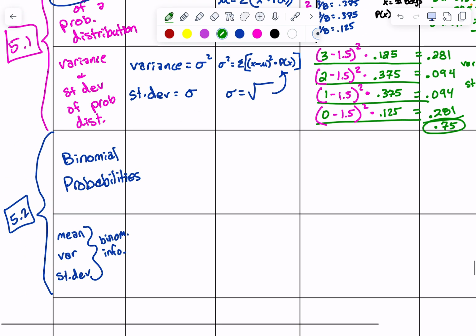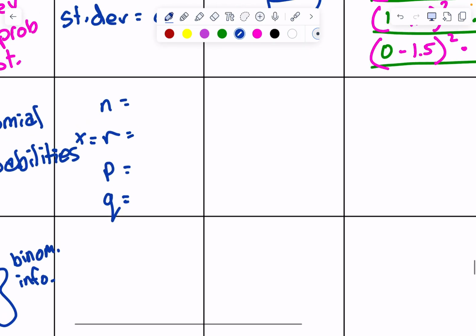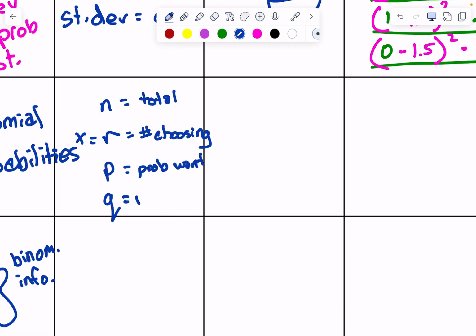Now, binomial. N, R, P, Q, just so you know, sometimes they will call R X. So I'll put that in there. Sometimes the book refers to the R as an X. Okay, do you know what those things are, or should I write them down? N is the total number, R is the number choosing. P is the probability that you want. Q is the probability that you don't want.